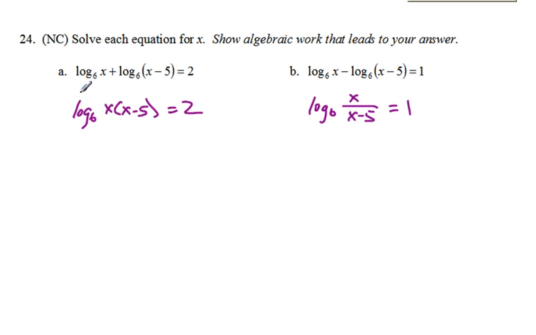So let's go back to this one. Our base is 6, our exponent is 2. So we're going to say 6 squared equals x times x minus 5. And we're going to multiply this out. So we've got 36 equals x squared minus 5x. To solve this quadratic, we're going to want the 36 on the other side.